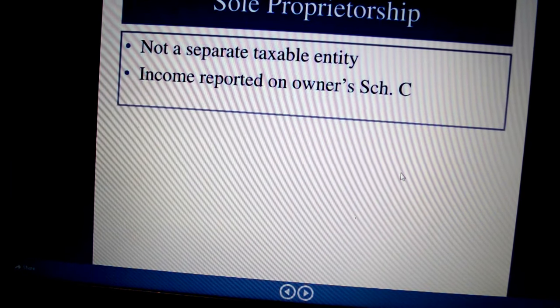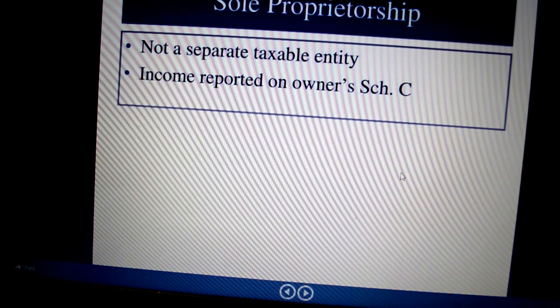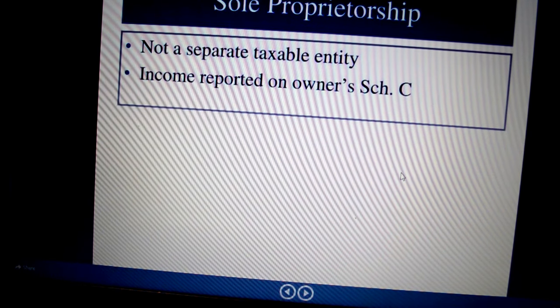So the first one is sole proprietorship. A sole proprietorship is not a taxable entity separate from the individual who owns the proprietorship. The owner of the sole proprietorship reports all business income and expenses of the proprietorship on Schedule C of Form 1040.